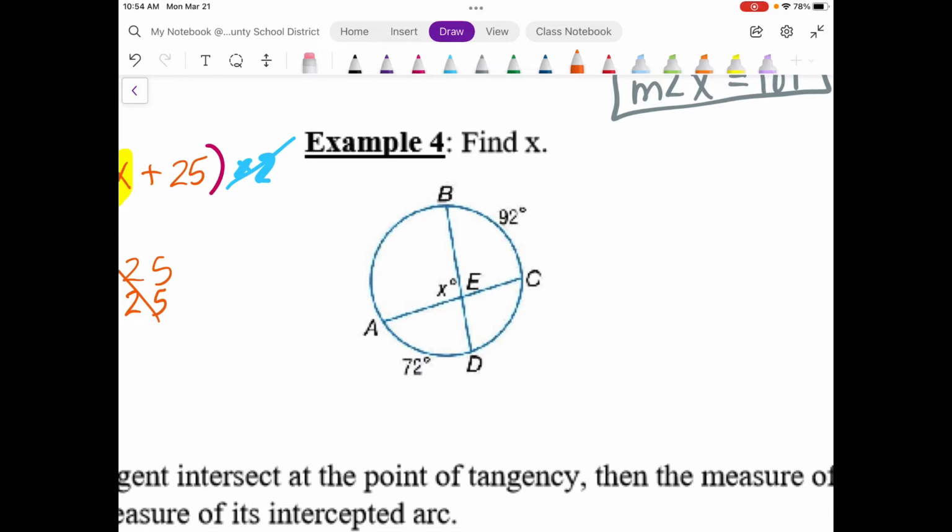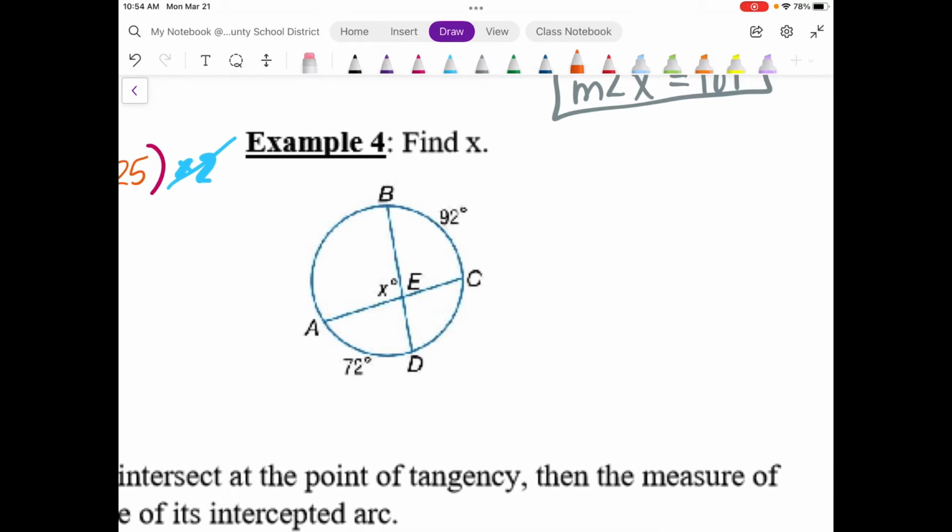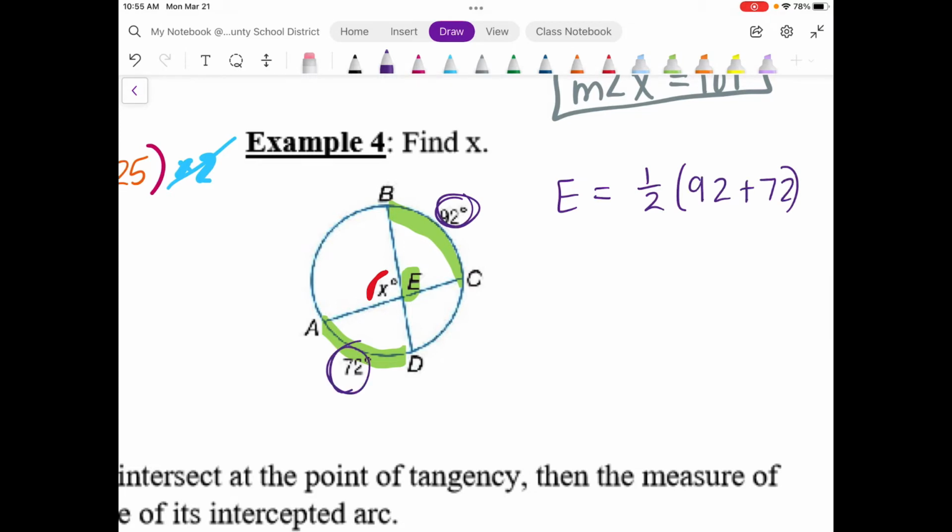And example number 4 here, you're going to do the same thing we did with example 2, kind of working backwards. We are looking for x, but in order to find x, I'm actually going to use the information that I have for this angle so I can find it and subtract from 180 to solve for the x value. So in this case, if I find E, I'm going to do 1/2 the two outside arcs, 92 and 72. Okay, when I put that in my calculator, I get 82 degrees.